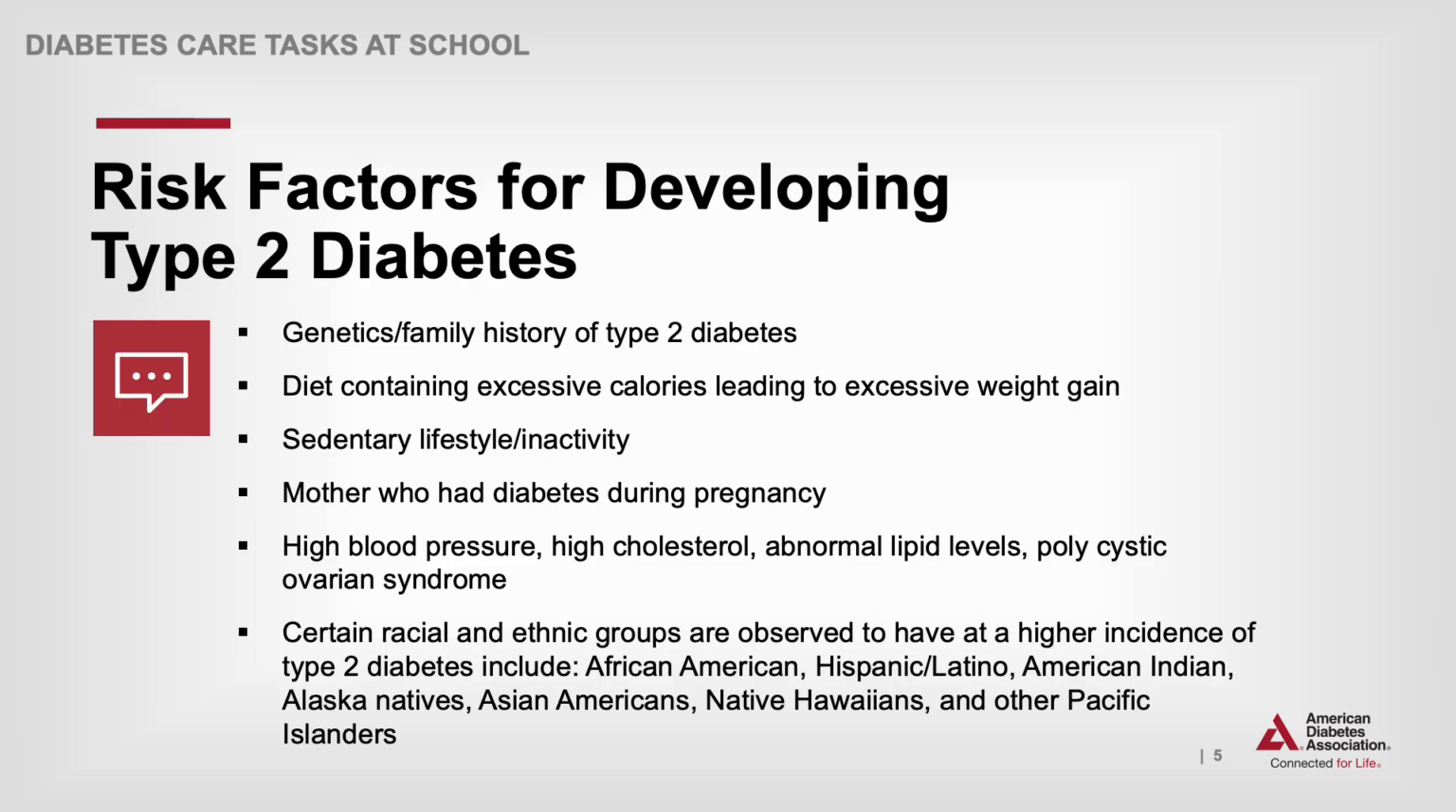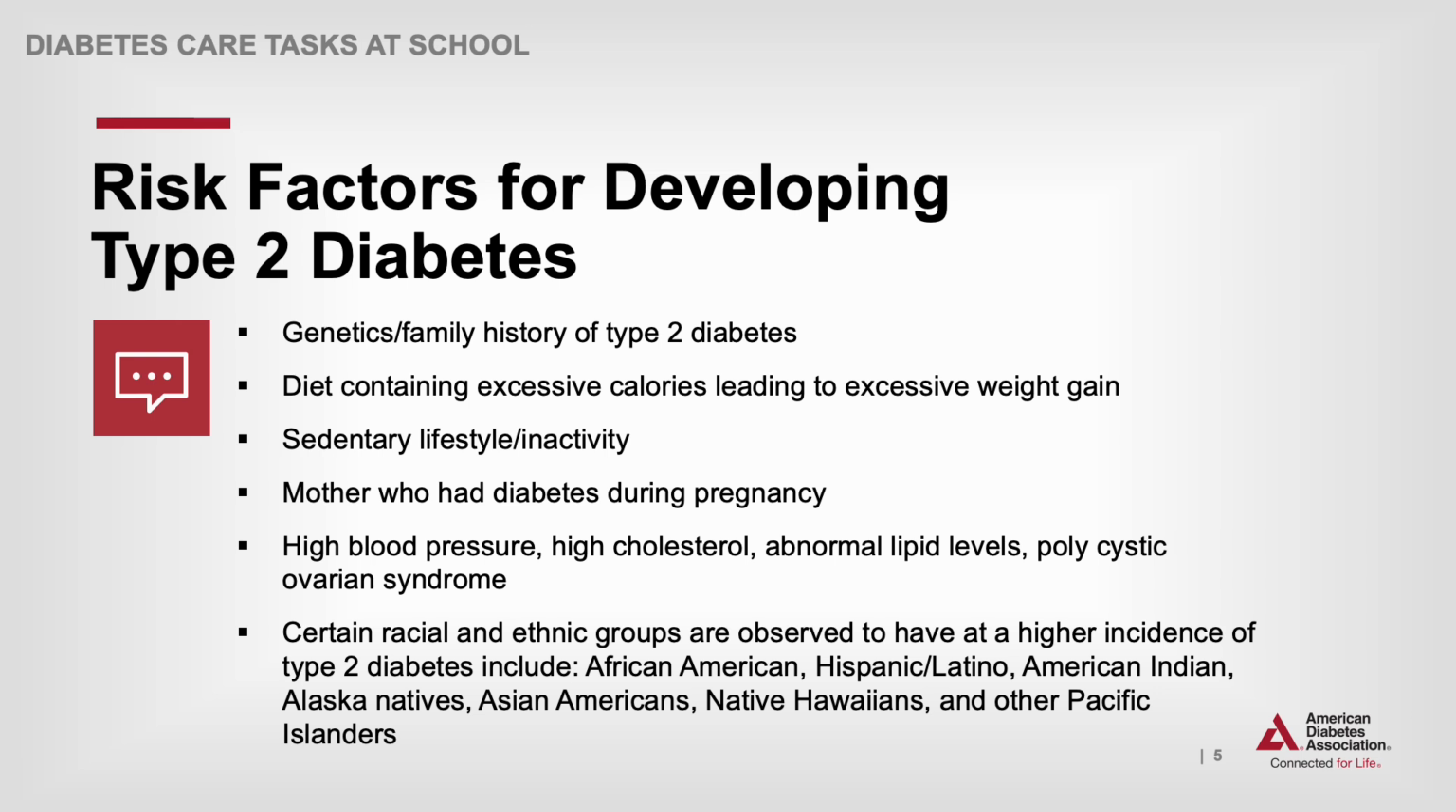The key risk factors for type 2 diabetes in youth begin with genetic risk, which is easiest to identify by having a family member who has type 2 diabetes. Other risk factors include eating a diet with excess calories and having limited physical activity, leading to being overweight or obese. In addition, type 2 diabetes is more common in certain racial and ethnic groups, such as African Americans, Hispanics and Latinos, American Indians, Alaska Natives, Asian Americans, Native Hawaiians, and other Pacific Islanders. Other risk factors include having a mother who had diabetes during her pregnancy, having high blood pressure, high cholesterol, abnormal lipid levels, polycystic ovary syndrome, and being inactive.